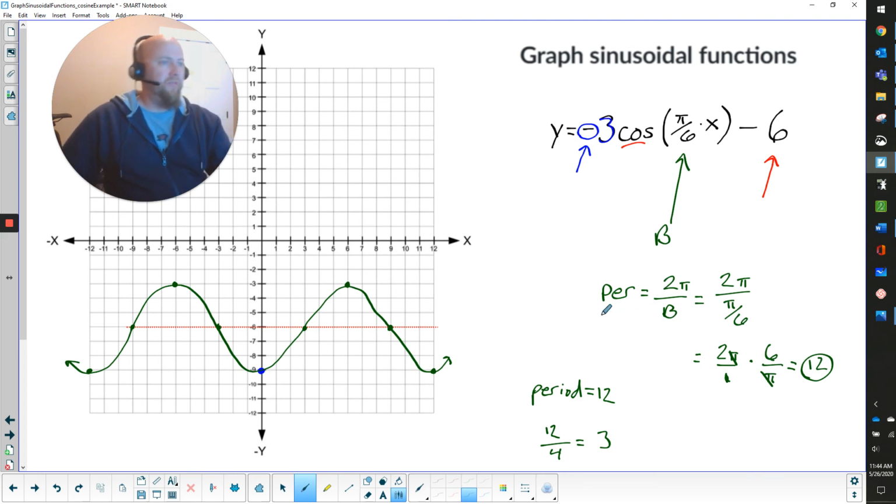Help with the scale. I think really with the third point, midline at 6, cosine typically starts above the midline, but here it starts below instead, by the distance of that amplitude from the midline. You can get points there. That's it. I hope that helped.